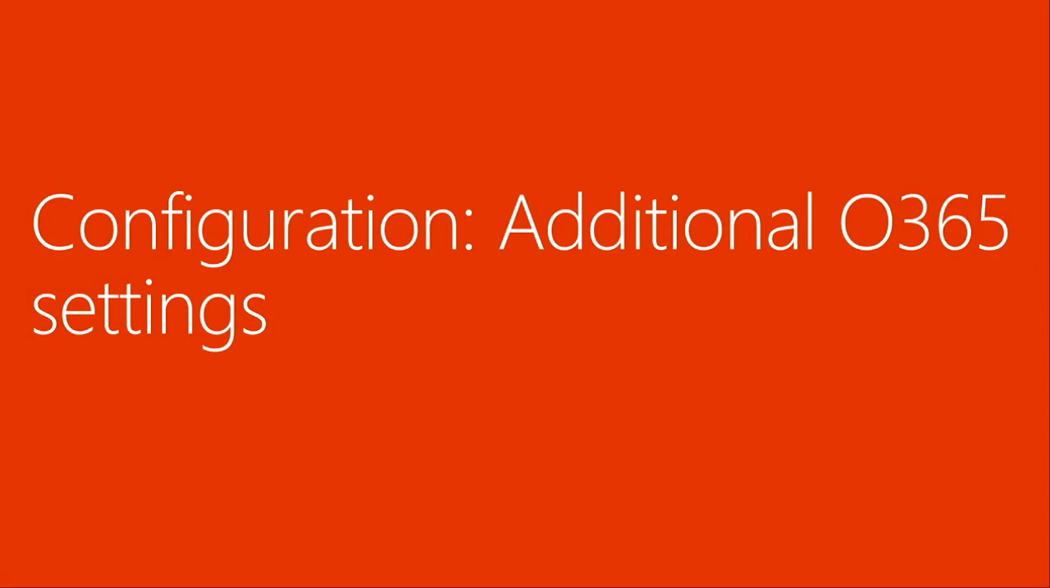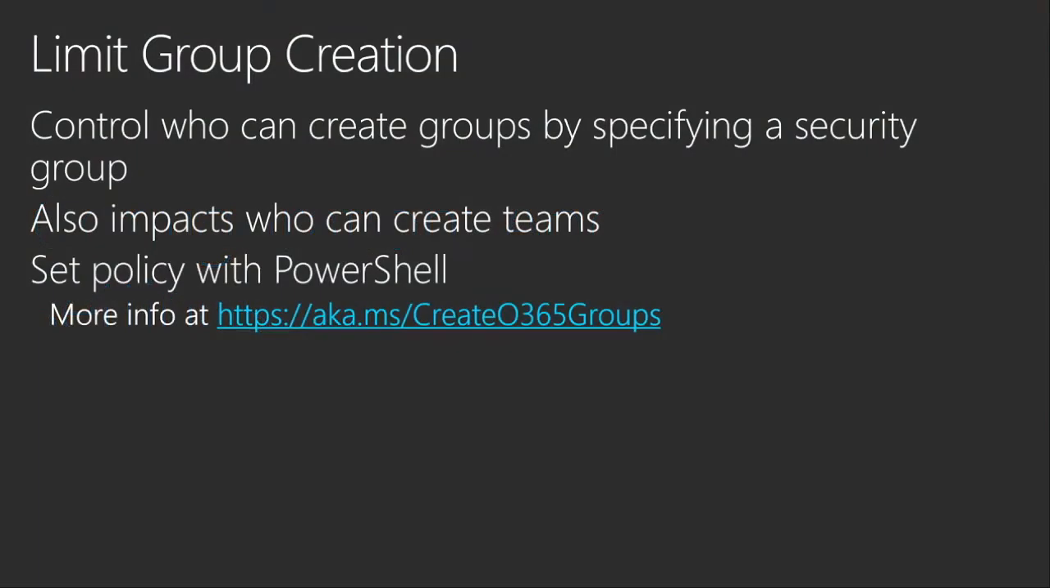Okay, we're going to switch now and talk about some of the other Office 365 settings. I alluded to some of them earlier. We'll show you a little bit of that. Some of it's just PowerShell, but we'll have URLs that help you configure how to set group access and a few other things within O365.